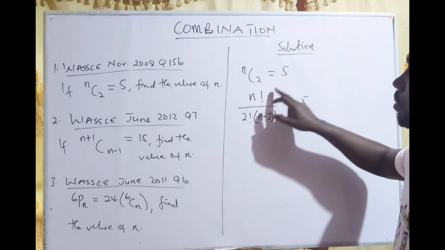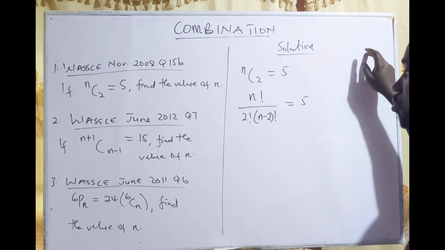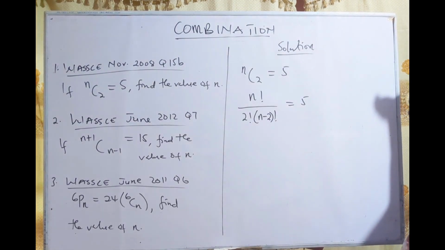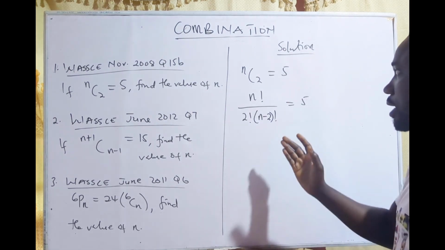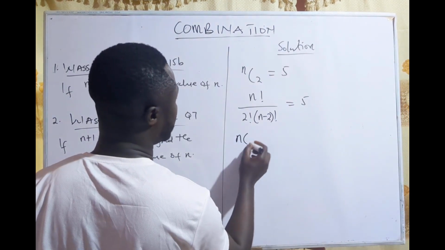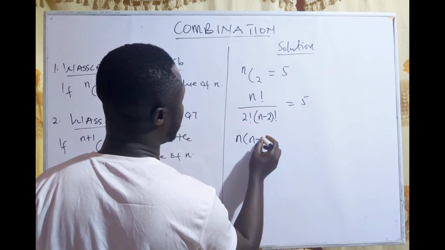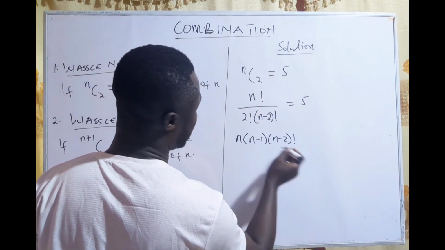And n factorial will be the same as n times n minus 1 times n minus 2 times n minus 3 and so on. So the moment I reach n minus 2 factorial, then I will stop so that I can cancel out. See how we are going to do it. So I have n factorial is the same as n times n minus 1 times n minus 2. I'll stop here because I can cancel down here.